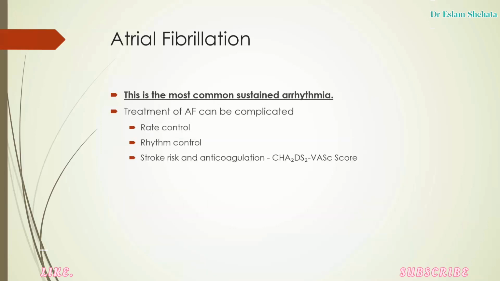This is the most common sustained arrhythmia, and the treatment of AF is worth knowing a little bit about just because of how common it is. You can break down the treatment into rate control, rhythm control, and long term we've got to think about stroke risk and anticoagulation. So it's worth being familiar with the CHADS-VASc score. But that's beyond the scope of an ECG lecture. It's just something I recommend you read up about.